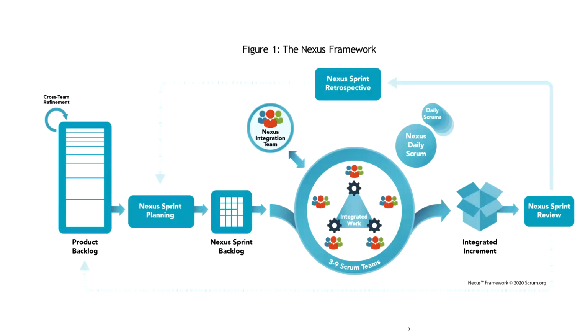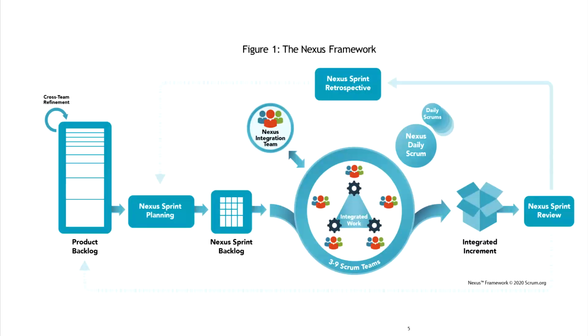Here we have an image showing cross-team refinement takes place. The product backlog is generated. That leads into sprint planning. Sprint planning is where we generate the Nexus sprint backlog. The Nexus sprint backlog feeds into the sprint where we have 3 to 9 Scrum teams, integrated work happening as a result of those teams.